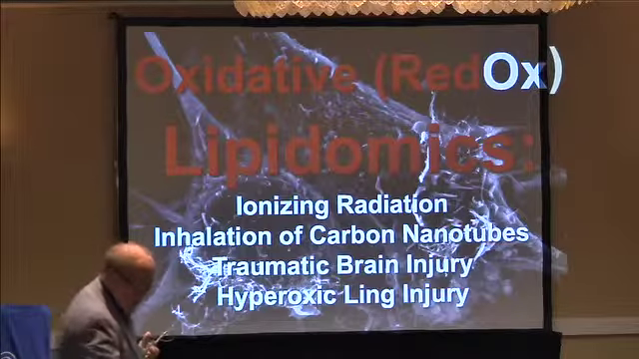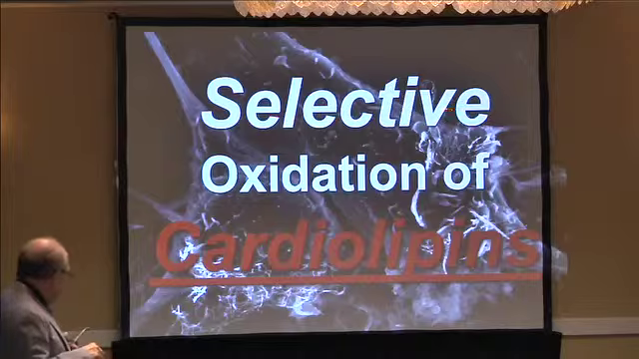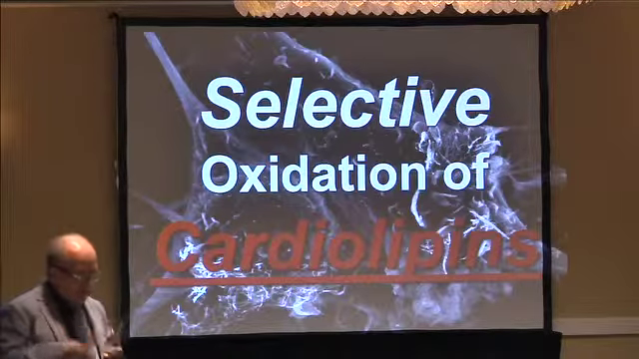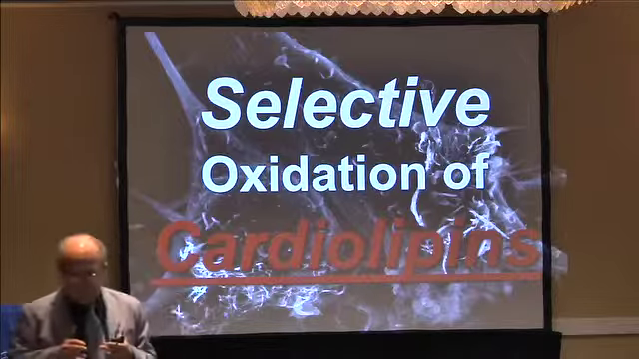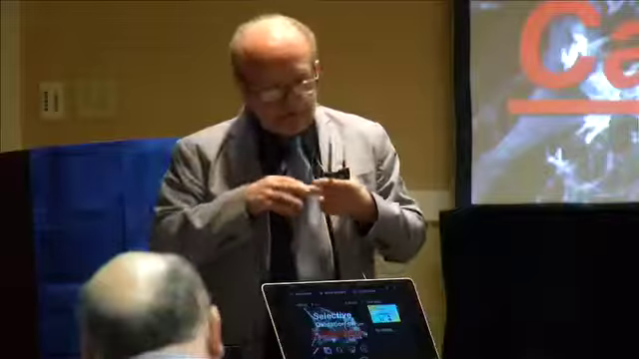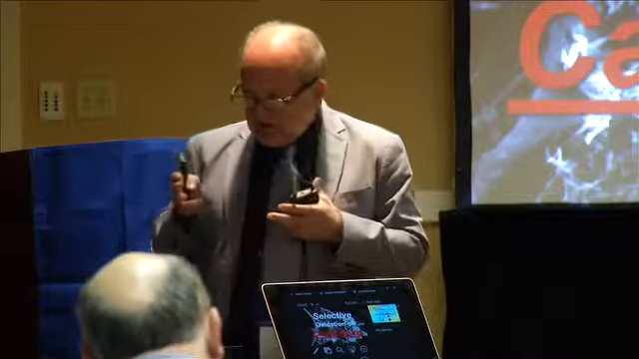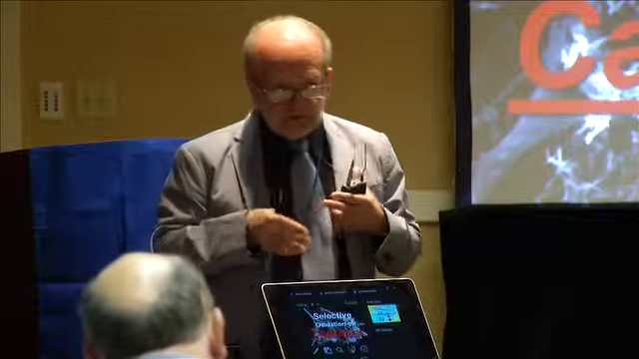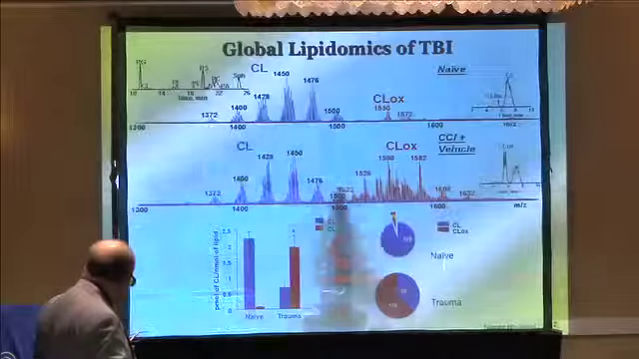In all cases, we were perplexed. We saw very selective oxidation of cardiolipin, even though of course it's not the most abundant phospholipid, and even when it was much less polyunsaturated than other much more abundant phospholipids, such as phosphatidylcholine and phosphatidylethanolamine. How does this happen? And what are the consequences of this?